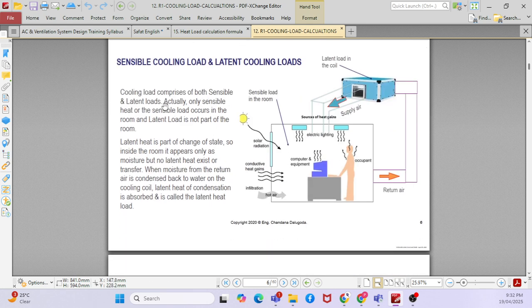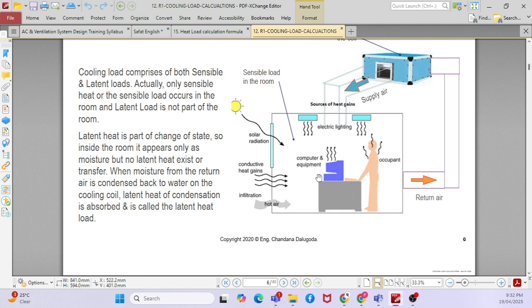Now you are going to understand what is a sensible load and what is a latent load. What is the sensible load? It is dry air. Say, for example, if you talk about computer equipment, is it sensible or latent? Sensible, because it's dry air, there is no moisture. Lighting is sensible or latent? Sensible. And what about occupants? Occupants have both sensible and latent. So that is the way to understand your sensible load and latent load.